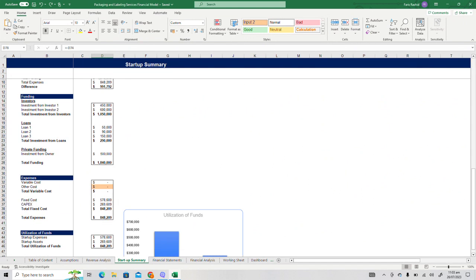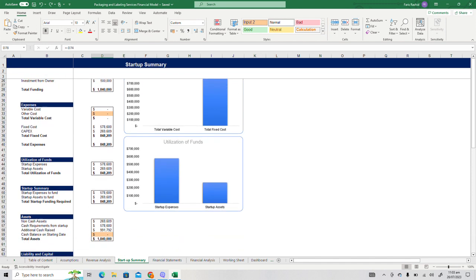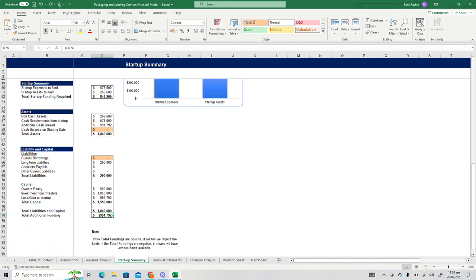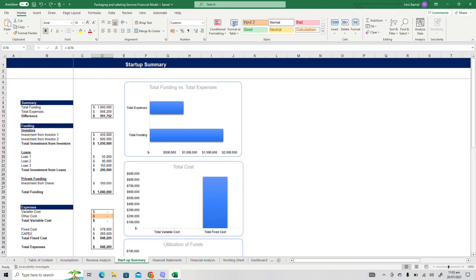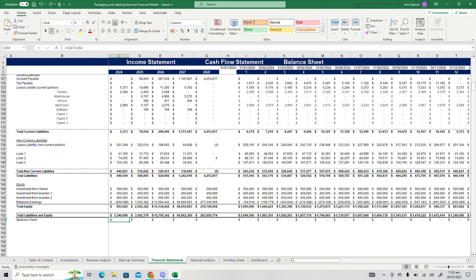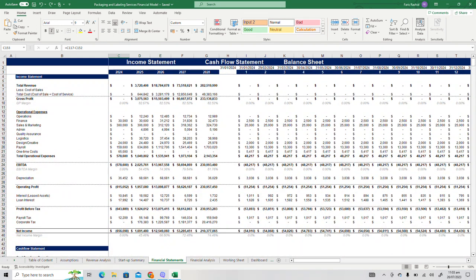Then comes the startup summary. The startup summary tells you about the first year of the company, its total fundings and total expenses. It also includes its assets, liabilities, and equity. It also includes a few graphs which are relevant and useful for decision making. Then comes the financial statements. The financial statements include the three main important financial statements, which are income statement, balance sheet, and cash flow statement. The income statement tells you about the net income of the company generated in the coming 5 years.